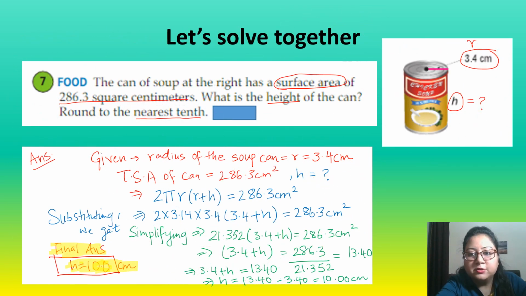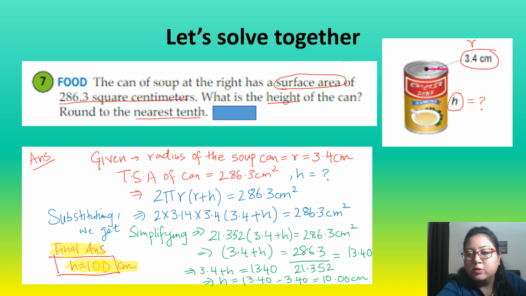Okay, now, so let's solve together one more question on cylinders. Here, a cylindrical can is given to you. The can of soup at the right has a surface area of 286.3 square centimeters, and you need to find the height of this can. Also, you need to round off the height to the nearest tenth. That means for one decimal place, you are going to be rounding off your value of h.